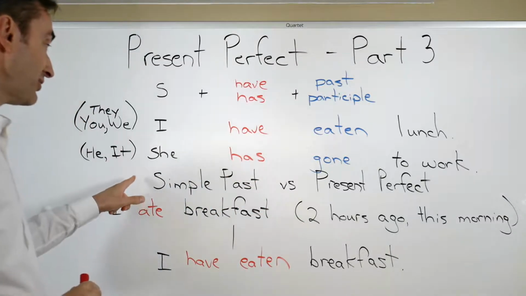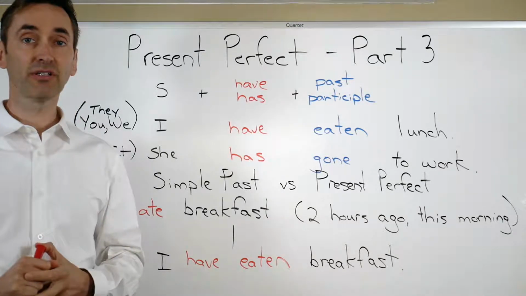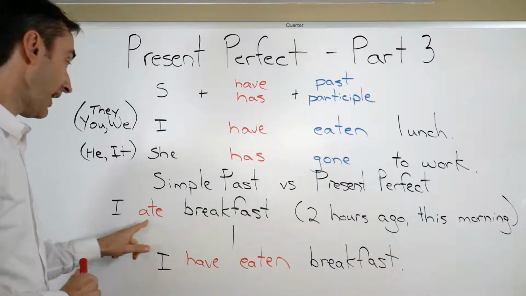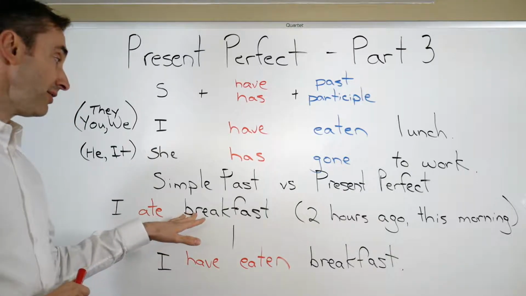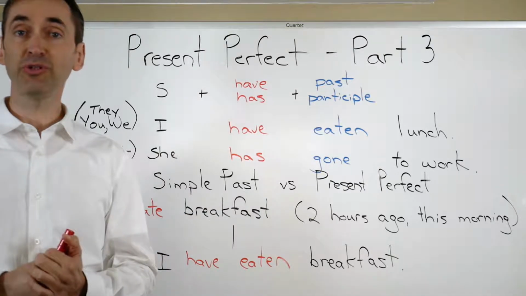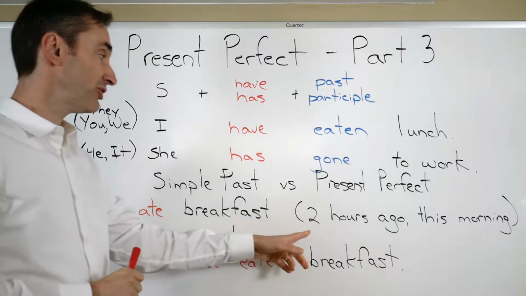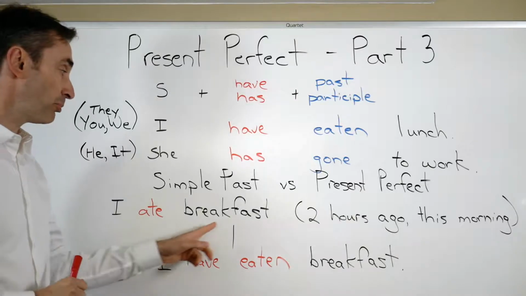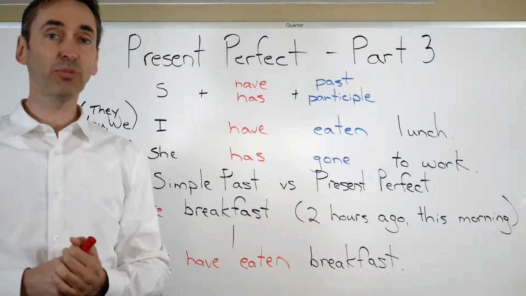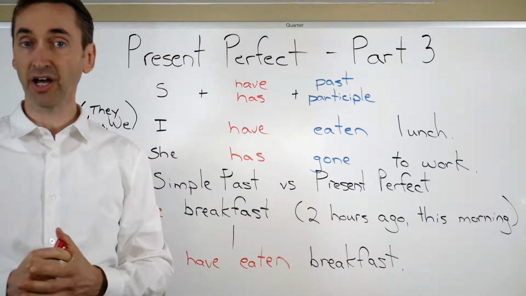When we use simple past tense, we need specifics. So if I make a simple past tense sentence, I ate breakfast. In this case, when we use past tense, we use specific times with that. So, I ate breakfast 2 hours ago. I ate breakfast this morning. So when we use simple past tense in English, there are some specifics in there, some specific times.